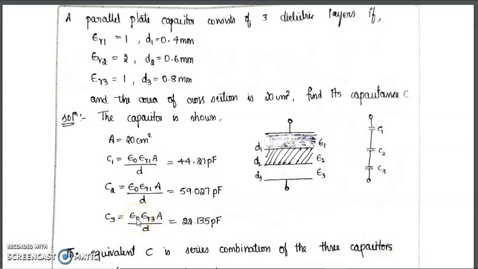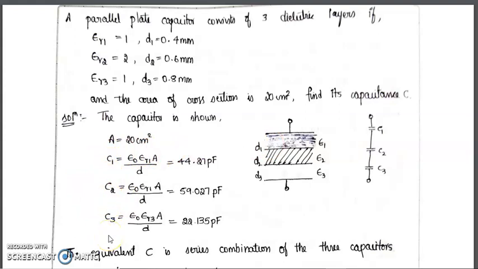Similarly, C3 is equal to epsilon naught into epsilon R3 into A divided by D, where epsilon naught is 8.854 into 10 to the power minus 12 and epsilon R3 is 1 and A is given as 20 centimeter square, so 20 into 10 to the power minus 4 divided by D is 0.8 millimeter, 0.8 into 10 to the power minus 3. So calculating this, you will get 22.1354 picofarad.